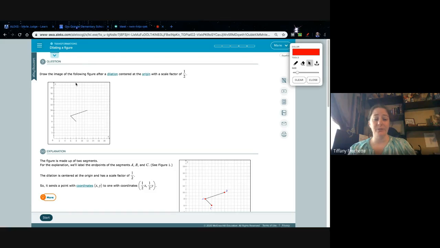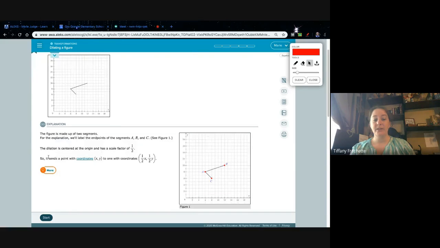And in the other videos we went through and we wrote the rule for dilation. So first, let's see, draw the image of the following figure after a dilation centered at the origin with a scale factor of 1/2. So in the other videos, we also talked about this too. If we're dilating by a fraction, so a scale factor of 1/2, that means we're going to take whatever figure they give us and we're going to make it smaller. The reason I know it gets smaller is because 1/2 is smaller than 1. So if the scale factor is smaller than 1, our figure is going to get smaller. If the scale factor is larger than 1, the figure is going to get bigger. So it's just a really quick way to know if things are going to get smaller or bigger.